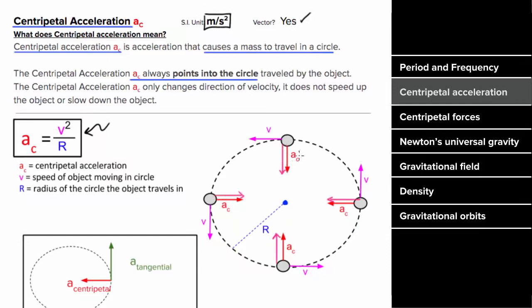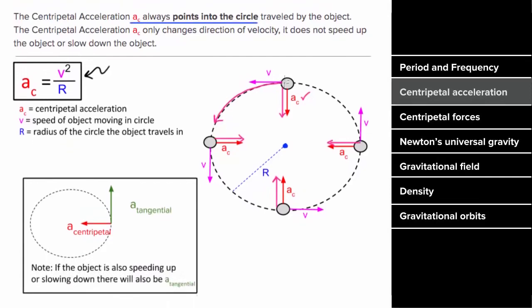But this centripetal acceleration does not cause the object to speed up or slow down. This centripetal acceleration is only changing the direction of the velocity. If the object going in the circle is also speeding up or slowing down, there's also got to be a component of the acceleration that's tangential to the circle. In other words, if the object is going in a circle and speeding up, there's got to be a component of acceleration in the direction of the velocity. And if the object is slowing down, there's got to be a component of acceleration in the opposite direction to the velocity.